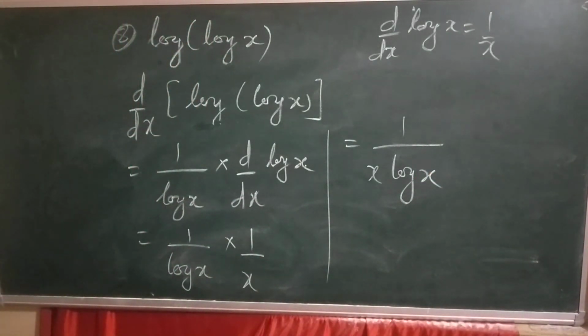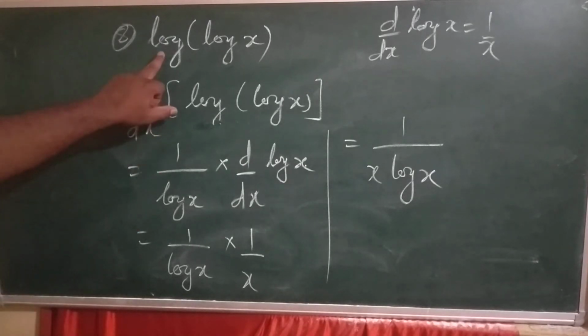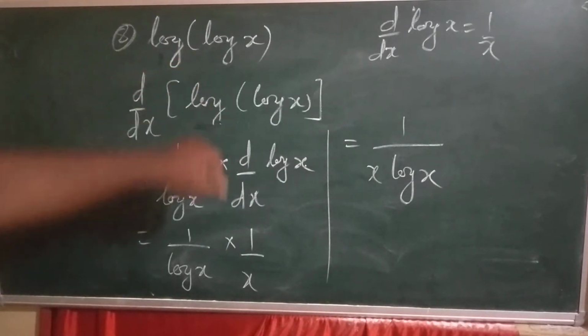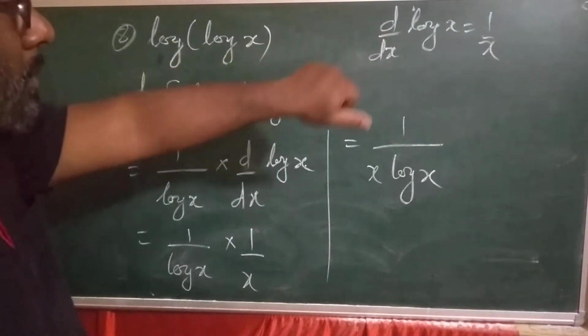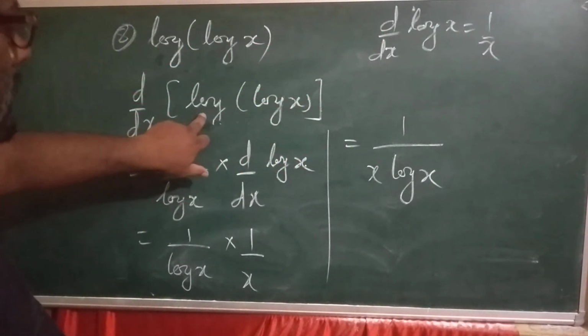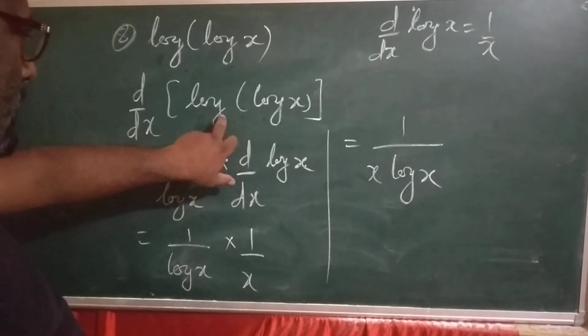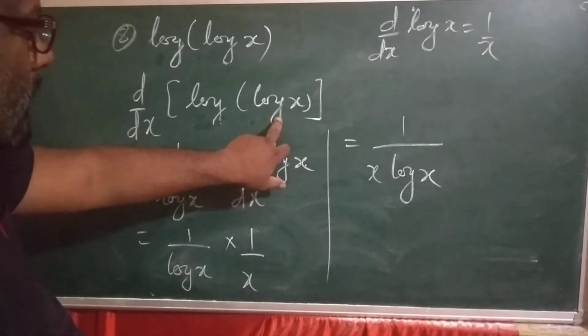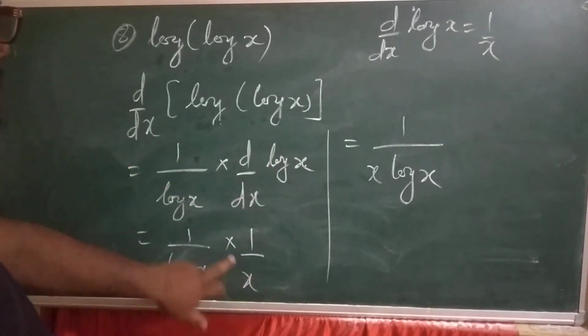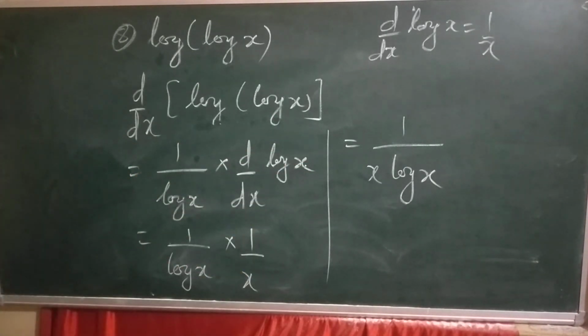This one is also simple only. Here we have two functions. First is log and the other one is log x. So derivative of log x is 1 upon x only. So for this log, the derivative is 1 upon log x. Then one more function log x, whose derivative is 1 upon x, and finally 1 upon x log x.